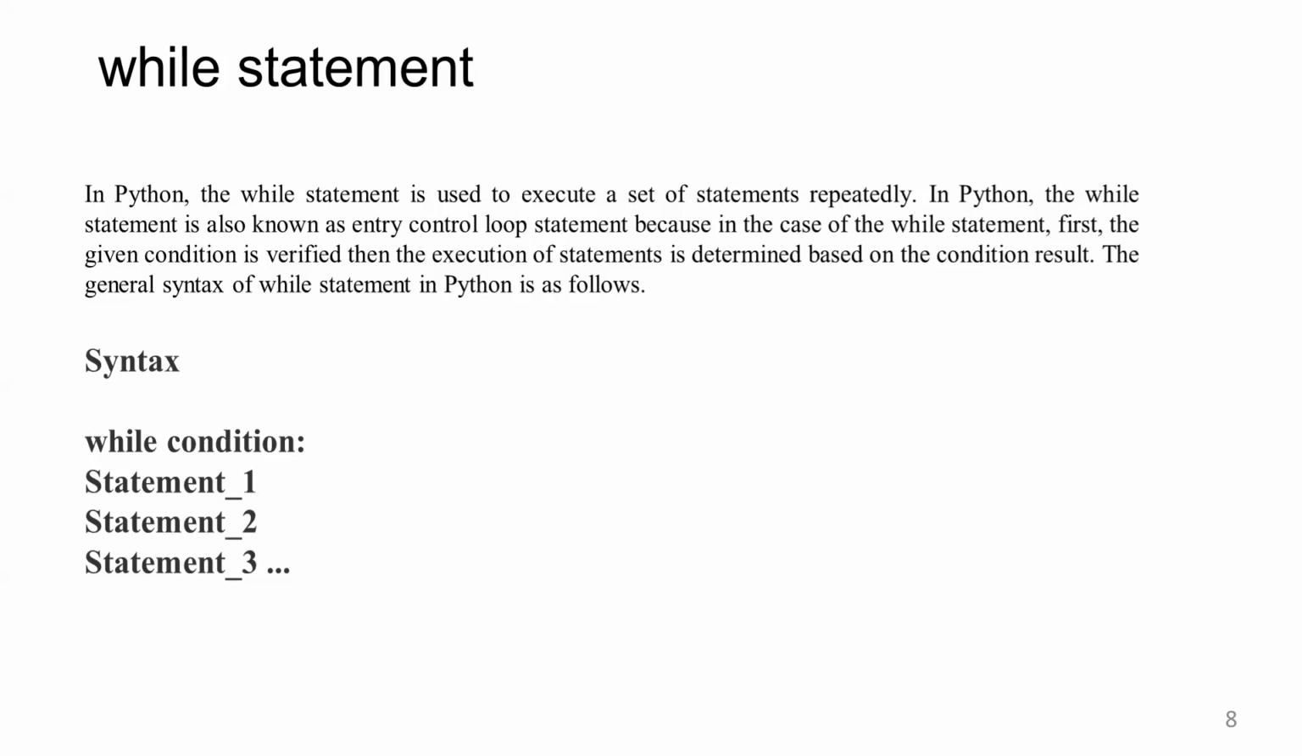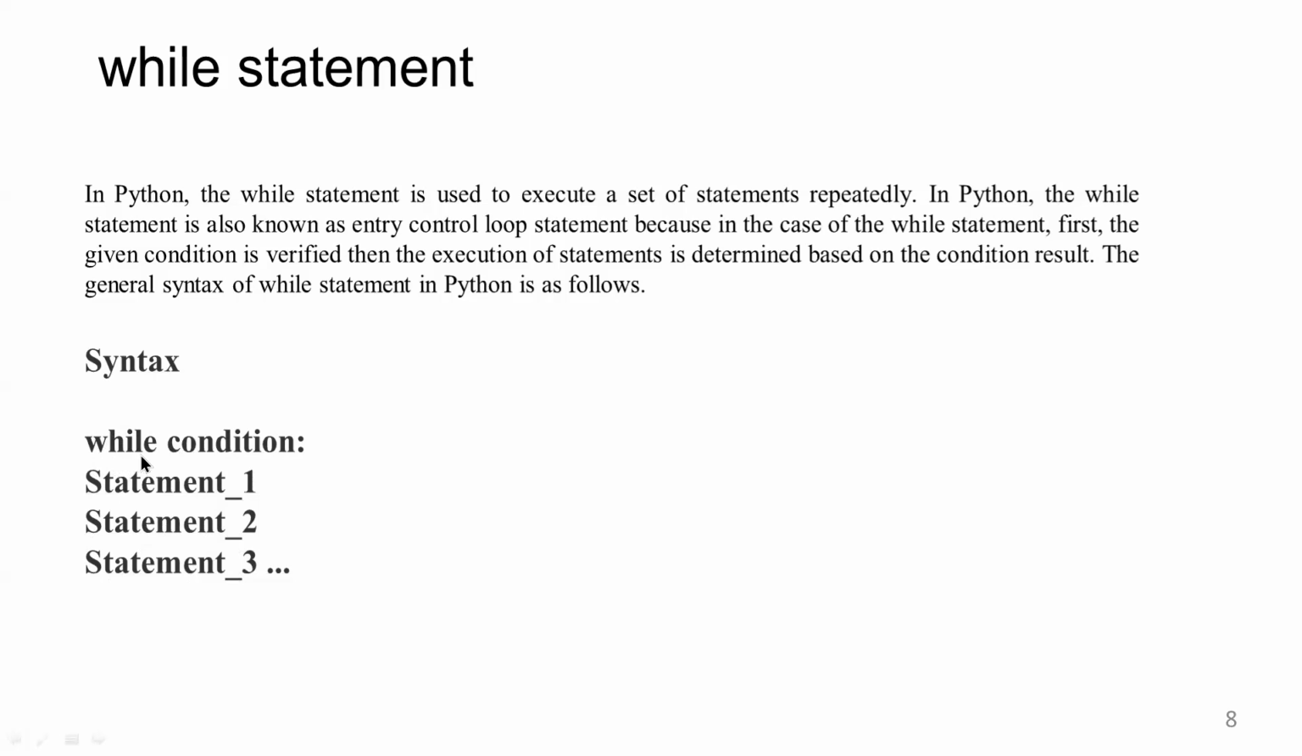First the condition is verified, then we are going to execute the statements. If the condition is false, then we cannot execute those statements. This is the simple syntax of the while condition. While the condition is true, we are going to execute statements 1, 2, and 3. Otherwise, these 3 statements are going to be skipped if the condition is false.